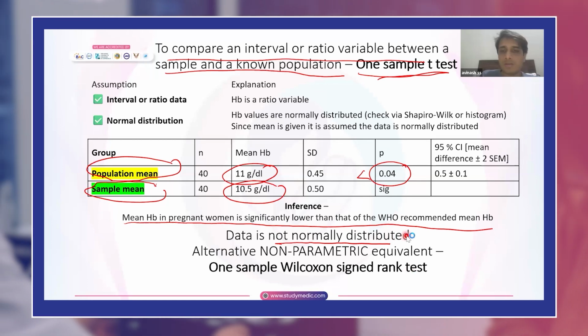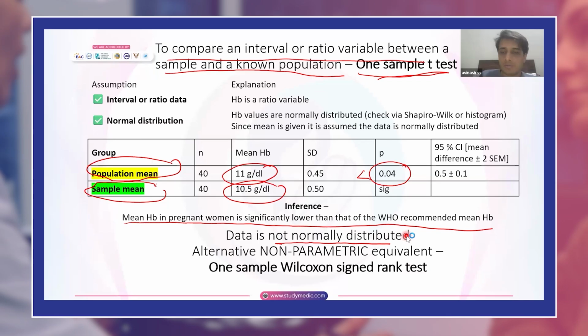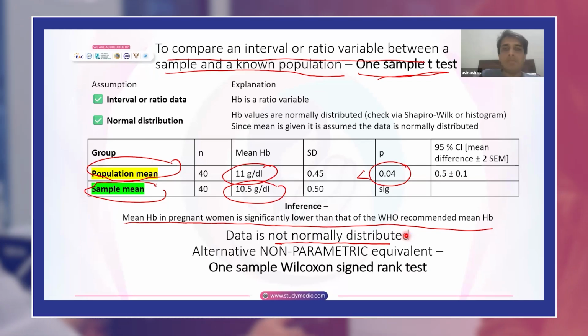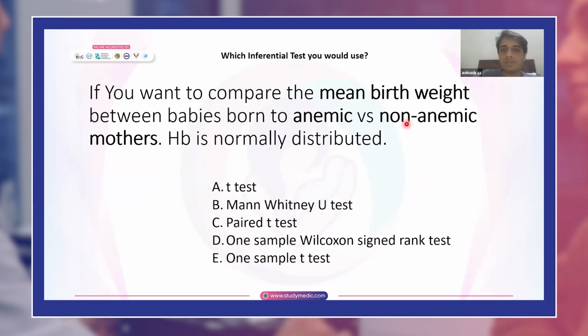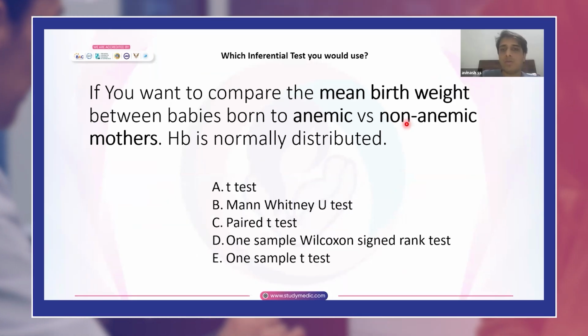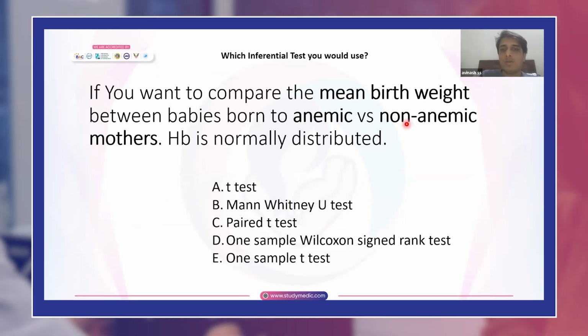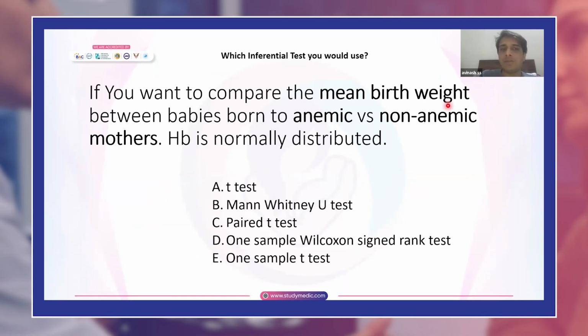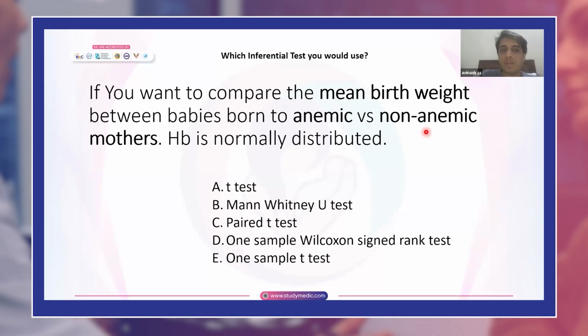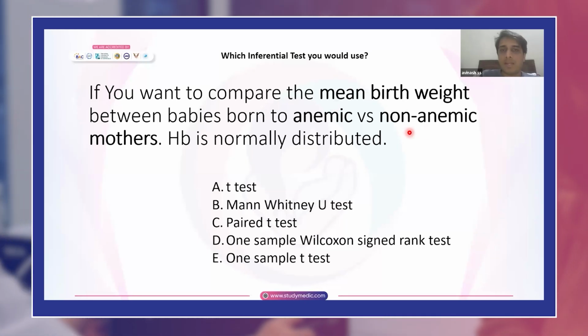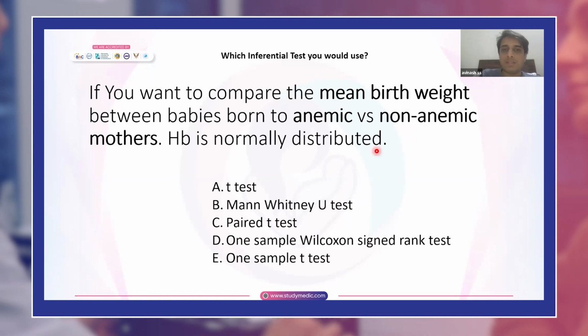Okay. So the second question is between babies born to anemic versus non-anemic mothers. Here there are two groups. One is the anemic group. The next one is the non-anemic group. What we are comparing is the mean birth weight, which is a continuous variable, between two independent groups. And the data is normally distributed. In such a case, we use what is called the t-test.